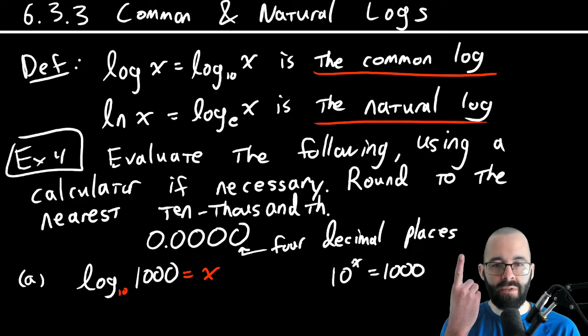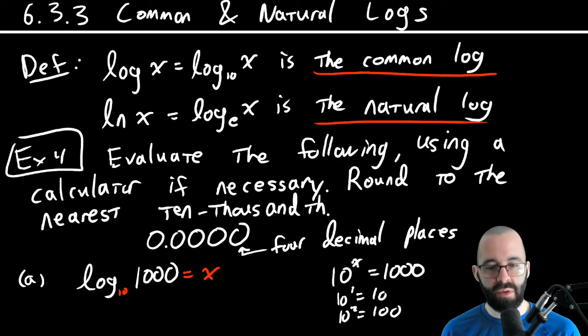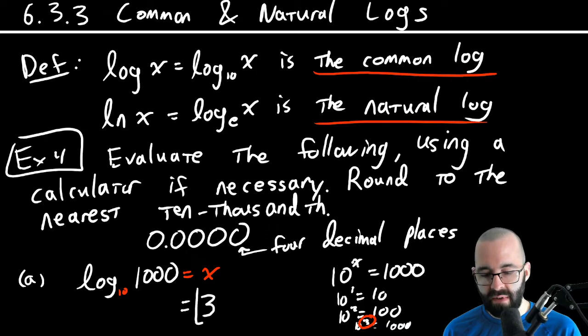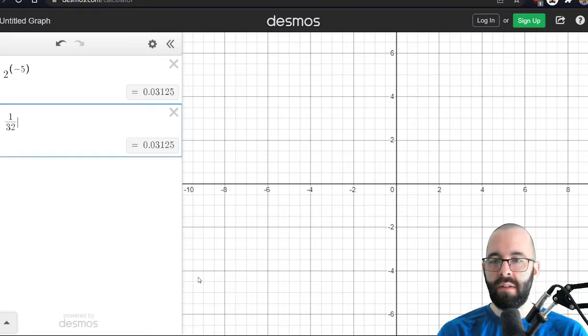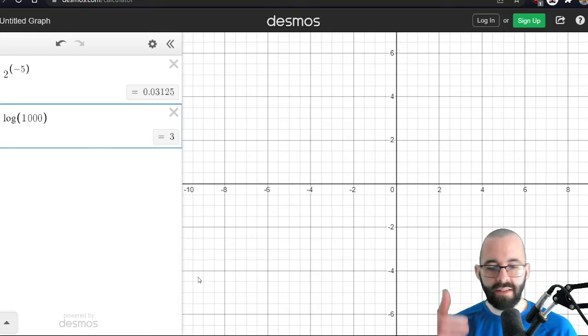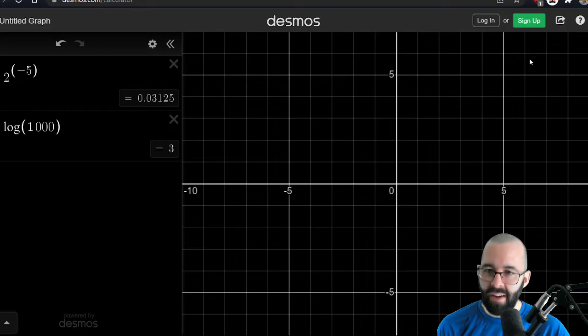Well, 10 to the first power is 10. 10 squared is 100. Okay, 10 cubed is 1,000. So that's our answer. 10 raised to what power gives us 1,000? 10 raised to the 3rd power. And if you type the common log of 1,000 into a calculator, it should also give you 3. Excellent. Calculator is backing me up today. Always a good sign.